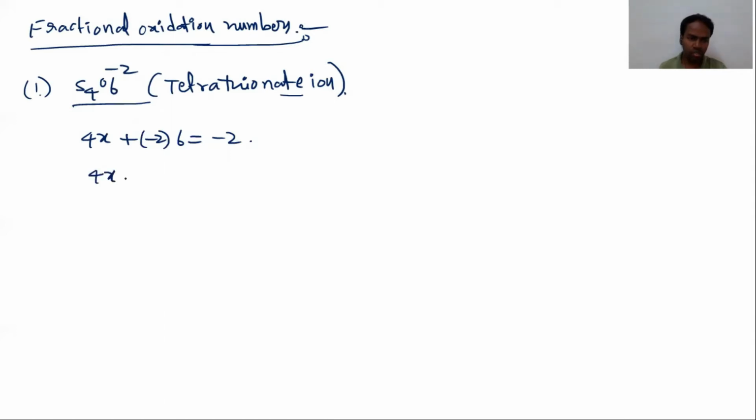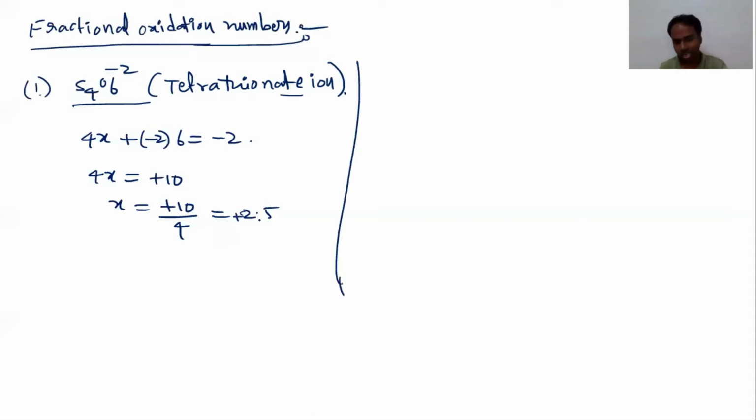Then find the X value. 4X is equal to plus 10, then X is equal to plus 10 by 4, that is plus 2.5. So that is a fractional oxidation state. Then you get the doubt: a fractional oxidation state of 2.5 means will the atom share 2.5 electrons, like 0.5 electrons? That is not possible. So how is the oxidation state 2.5 for sulfur?